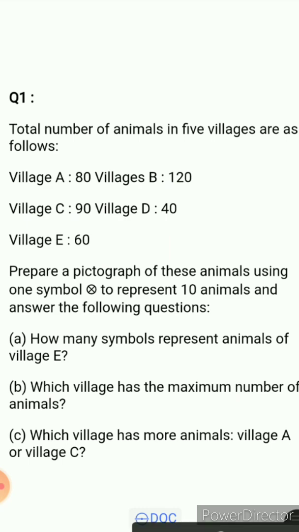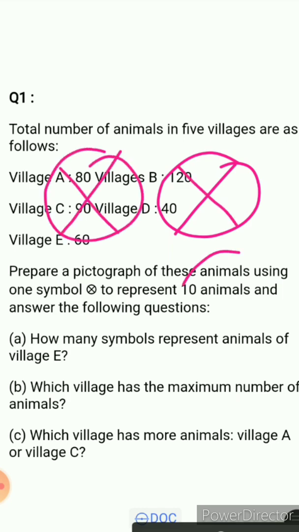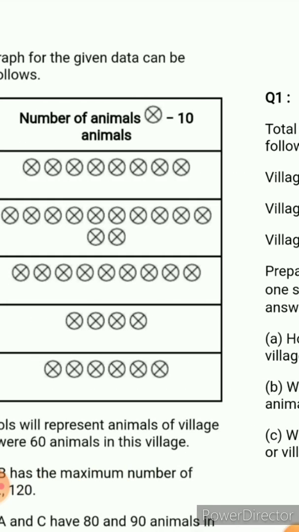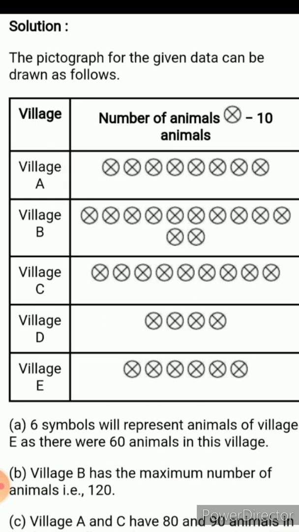Now what you have to do, let's check it. Prepare a pictograph for these animals using one symbol to represent 10 animals. In your pictograph for 10 animals you will draw this symbol, for 20 animals 2 symbols, for 30 animals 3 symbols and so on. After that you have to answer some questions, but first we will draw your pictograph, and here is your pictograph as you can see here.